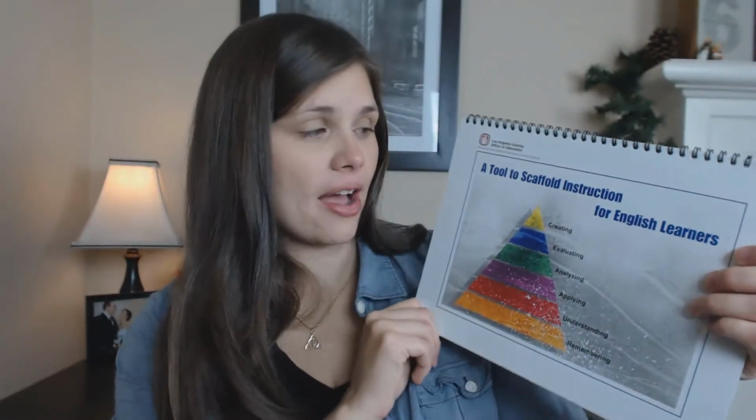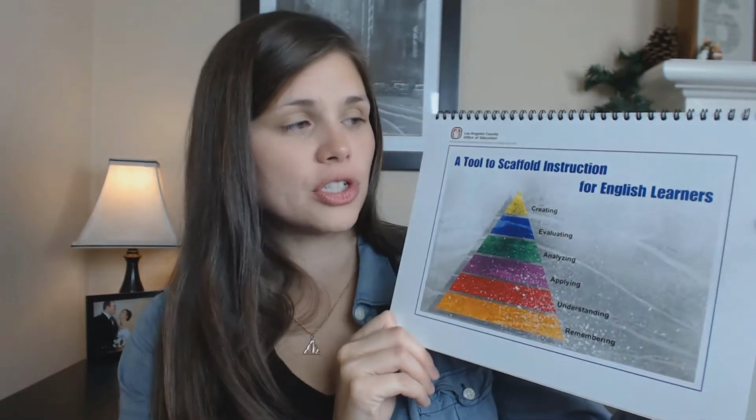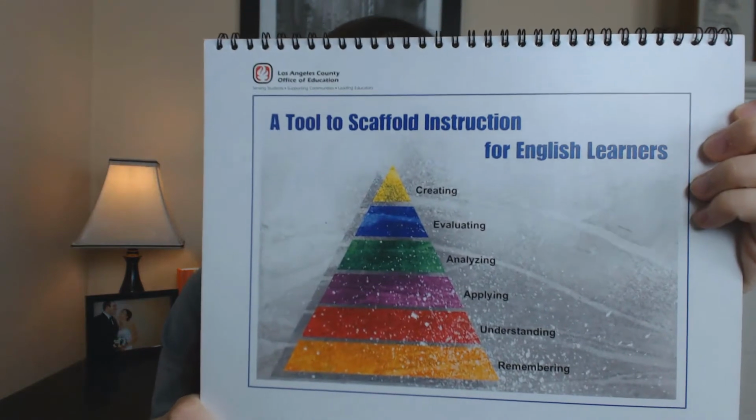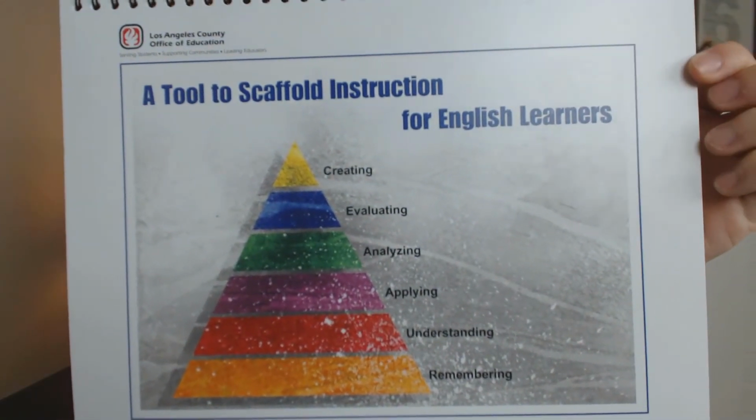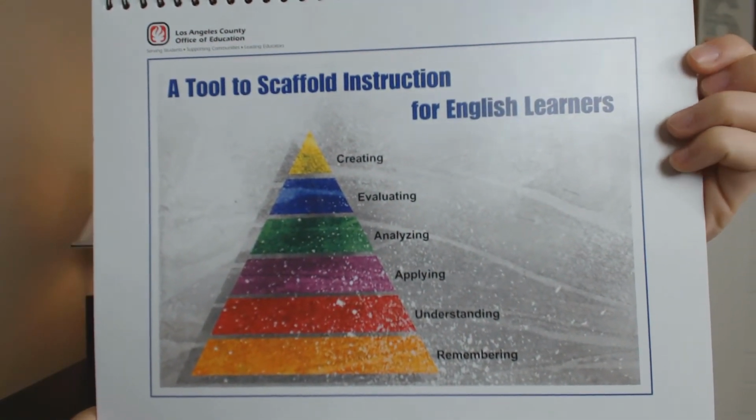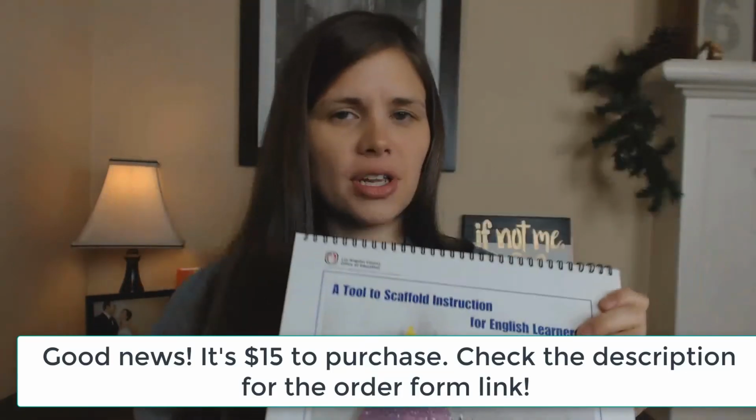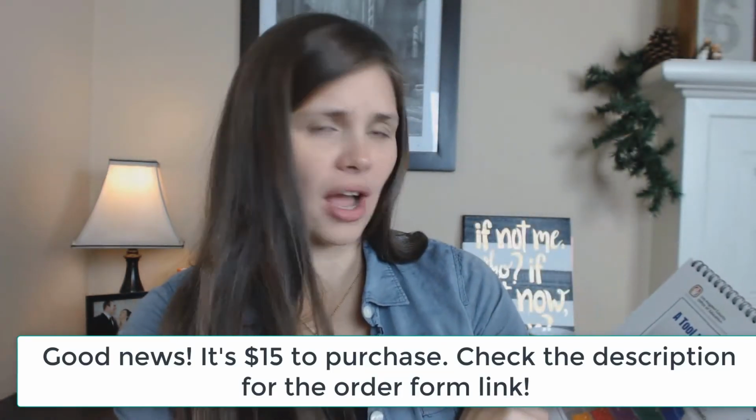So another one that I have for you is called A Tool to Scaffold Instruction for English Learners. This one comes from the Los Angeles County Office of Education. This was given to me by someone in my school district. So I don't know really much about where it comes from or how you can get it, but maybe you can go to their website.